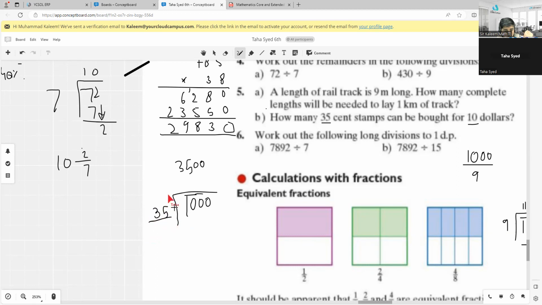This is a double digit, and last time it was a single digit. Basically it depends. Until we get a number bigger than the divisor, we have to combine the next digit. Look, firstly you just have to check the first digit. Is 1 divisible by 35? No. So 1 is smaller than 35, so you just have to combine the next one.